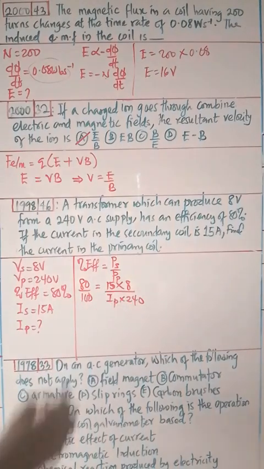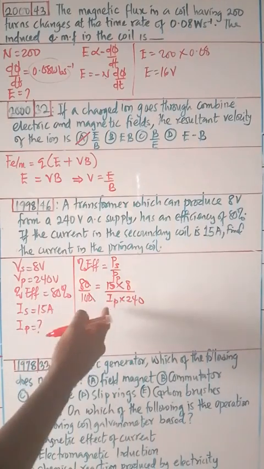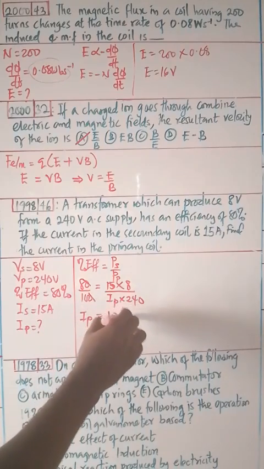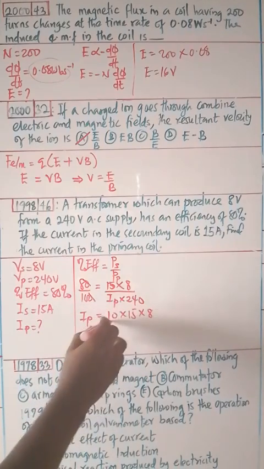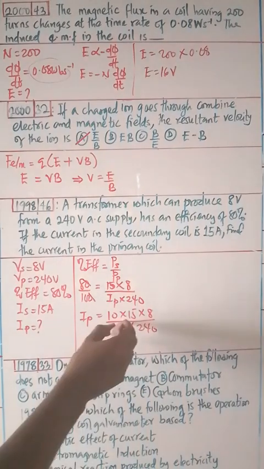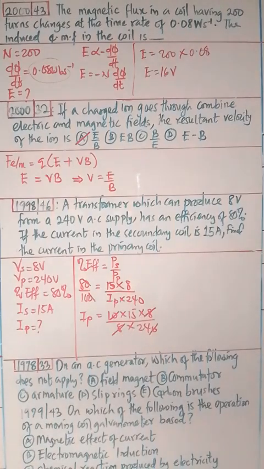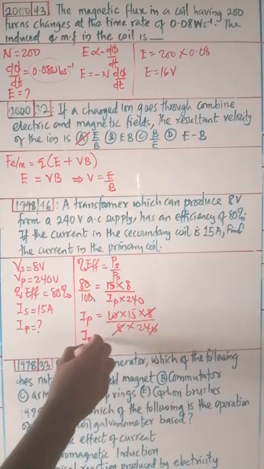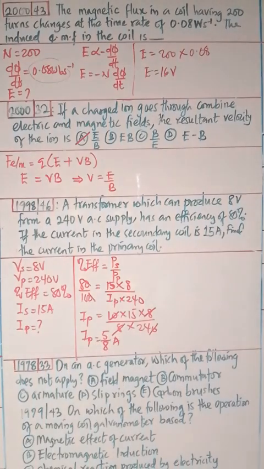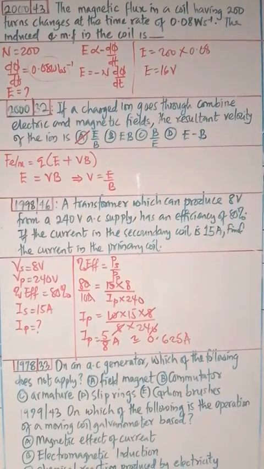So from here we can get IP. These zeros take this zero. So if we make IP the subject, IP becomes 10 times 15 times 8 over 8 times 240. You can do this yourself. This take this out, 0 cancels this. So I have 15 over 24, and here 3 is common. So IP becomes 5 over 8 amperes, which you can get in decimal, approximately 0.625 amperes.